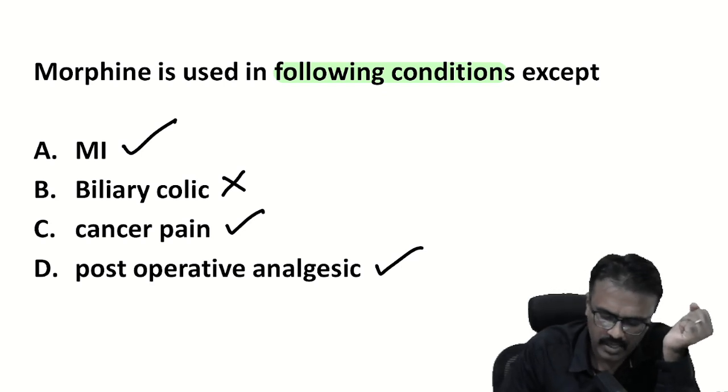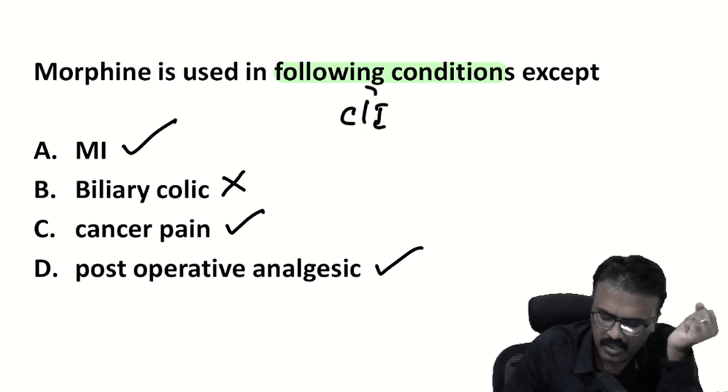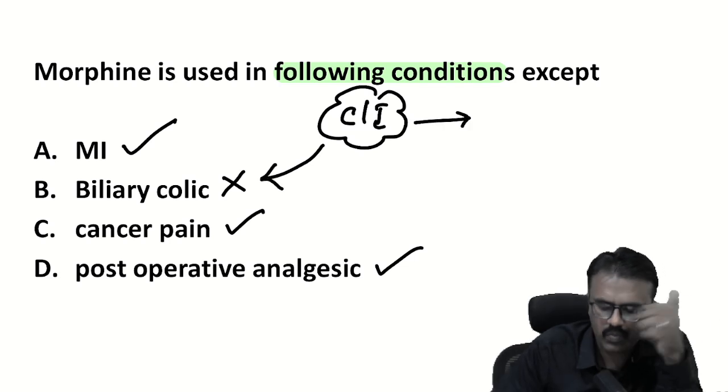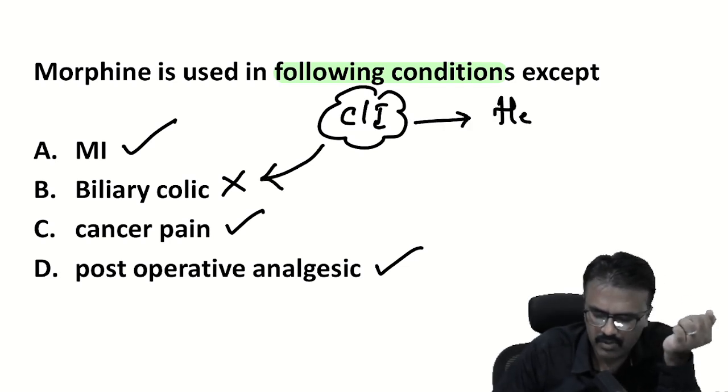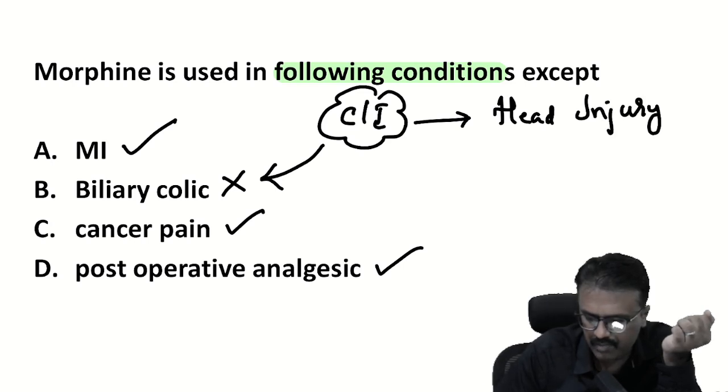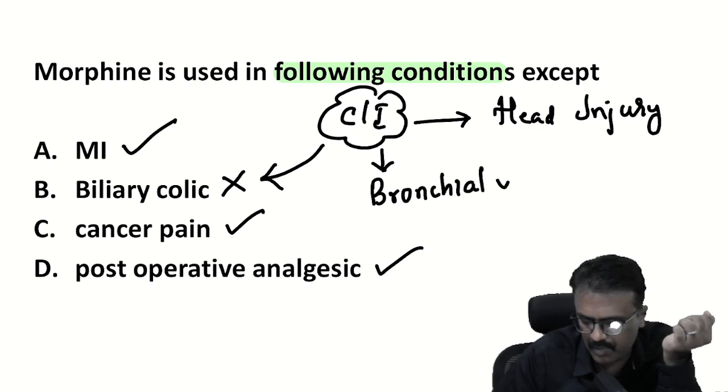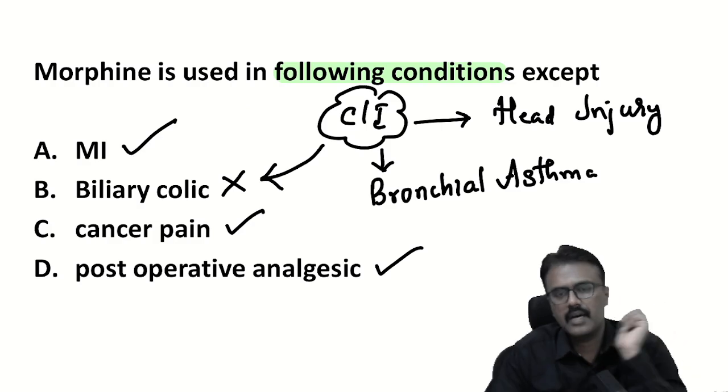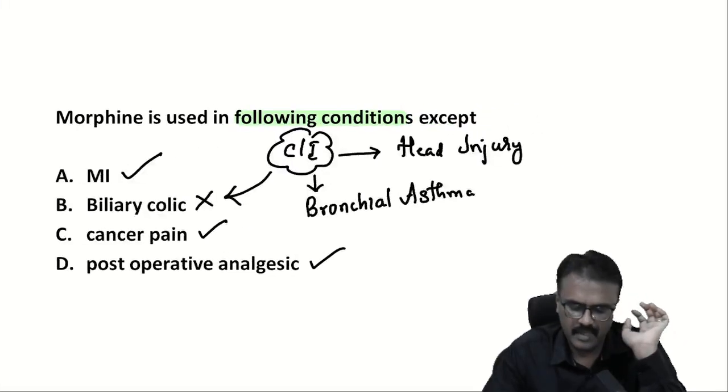So what are the contraindications of morphine? Number 1, biliary colic. Number 2, head injury patients, we don't give it. Number 3, we don't give it in bronchial asthma patients, because it will worsen the asthma by releasing histamine.